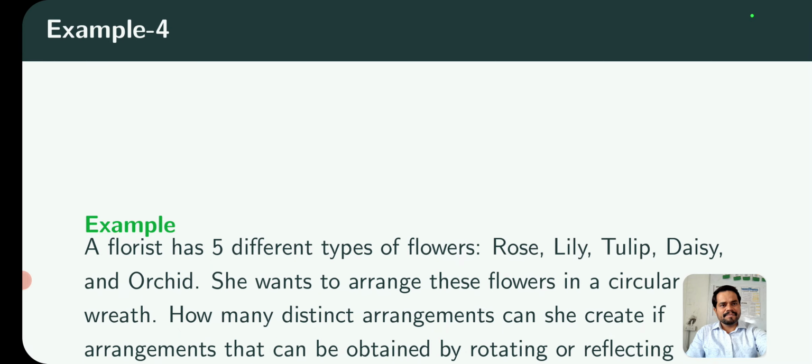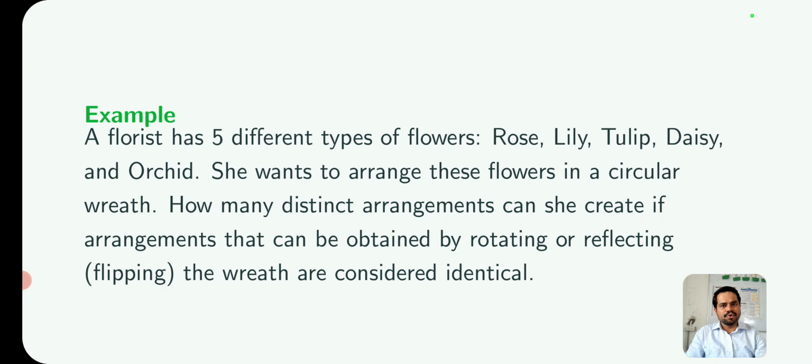Now let us see here. I will show you this example, and this is for your exercise. Read carefully. A florist has 5 different types of flowers: rose, lily, tulip, daisy and orchid. She wants to arrange these flowers in a circular way. How many distinct arrangements can she create, if arrangements that can be obtained by rotating or reflecting are considered to be identical? Yes, so this example is for your exercise.